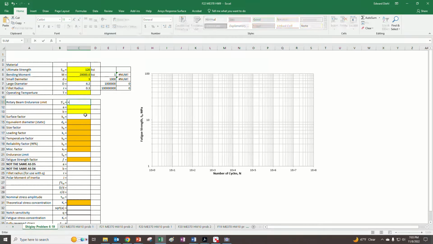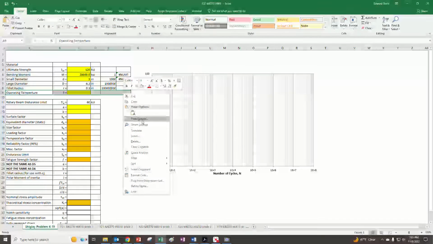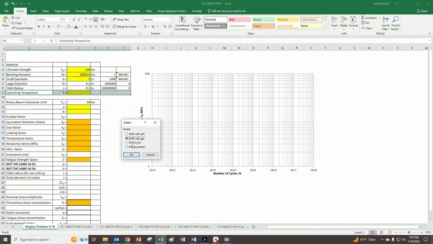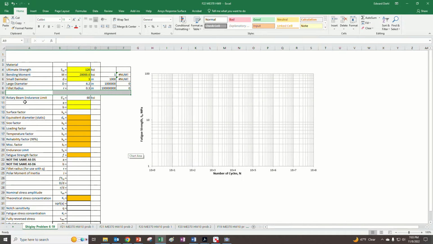So right here, we know that we have 120, and we'll multiply it by 0.5 for the rotating beam endurance limit. I forgot to put units into this other thing, so let's put those in there. I will delete this one, delete it and then move everything up. So delete and shift it up. All right, that's cool. Don't hurt anything.